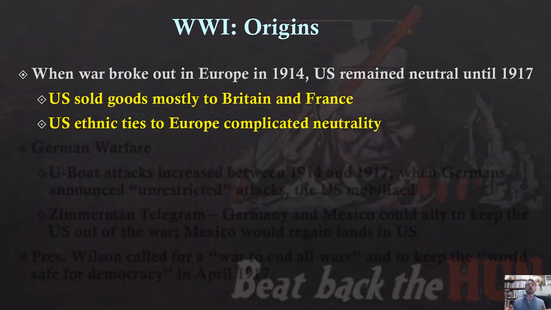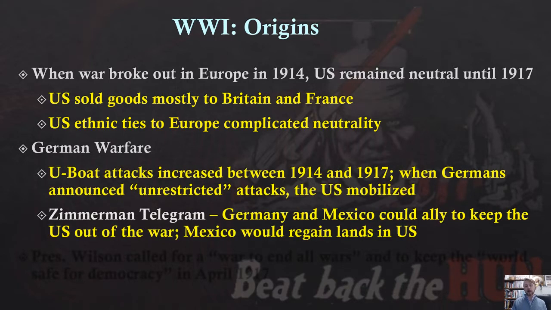So as the U.S. is remaining neutral, watching Europe blow itself up and shoot each other, we're watching the spread of this conflict that eventually will bring us in as well. It's German U-boat warfare that ultimately drags the U.S. into this conflict. The Germans increase their attacks, and by 1917, their attacks are unrestricted, meaning they're just going to shoot anything, who cares. So the U.S. is going to mobilize after four American ships are shot down by these U-boats, these undersea boats.